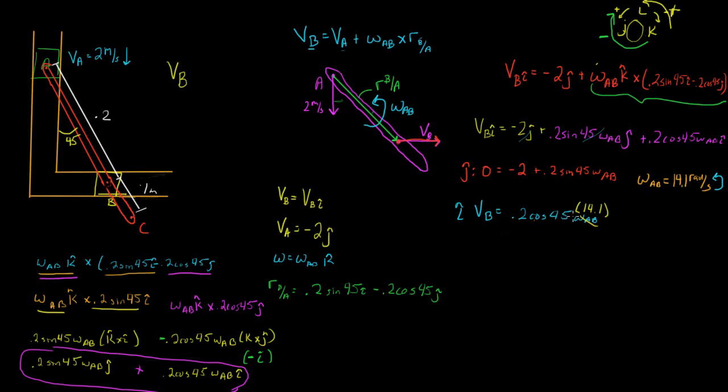So when we evaluate this expression, we get that our velocity at B is going to be equal to 2 meters per second. And again, this is a positive 2 meters per second, so that means our block at B is going towards the right. And this is the answer we were looking for.